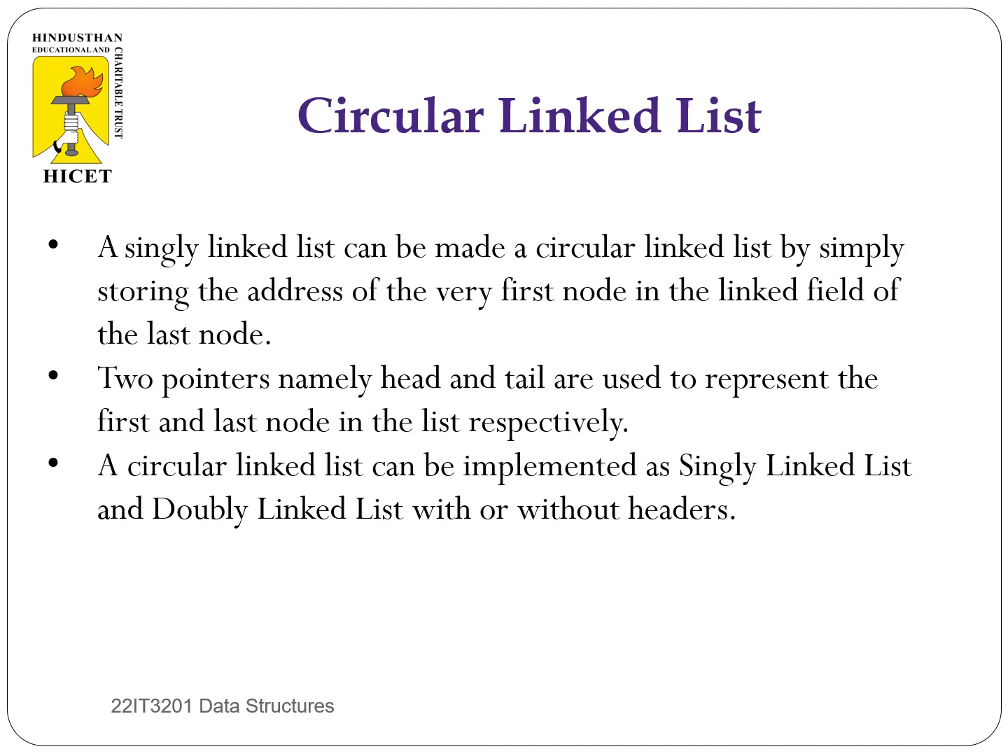Circular linked list. A singly linked list can be made into a circular linked list by simply storing the address of the first node in the link field of the last node. Two pointers, namely head and tail, are used to represent the first and last node of the list. A circular linked list can be implemented as either a singly linked list as well as a doubly linked list.